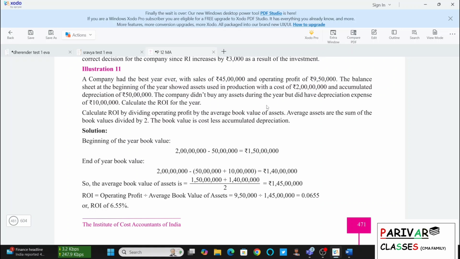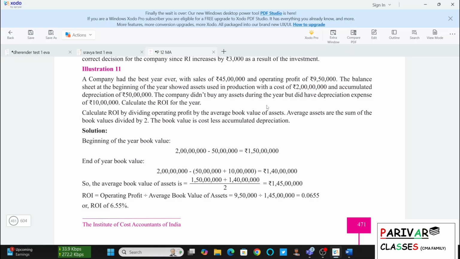The company did not buy any assets during the year, but had a depreciation expense of 10 lakhs. 1 crore 50 lakhs minus 10 lakhs. That means 1 crore 40 lakhs is the closing assets. Opening assets is 1 crore 50 lakhs. Closing assets is 1 crore 40 lakhs. We have to calculate average assets: 1.5 CR plus 1.4 CR divided by 2. We get 1.45 CR as average assets.